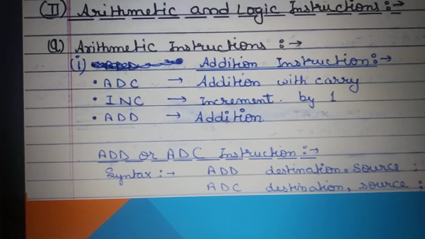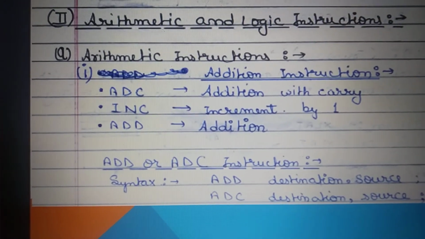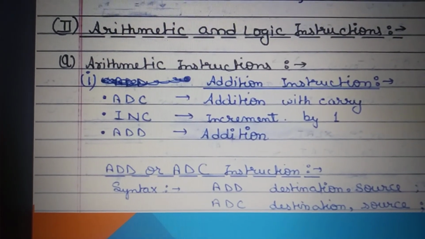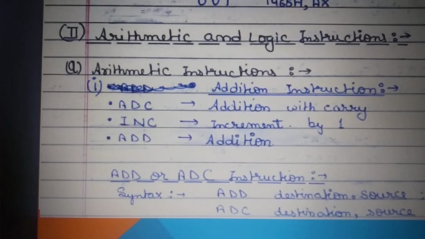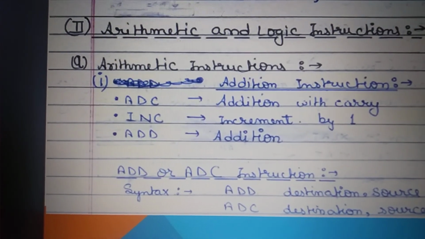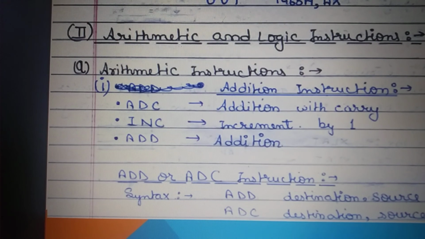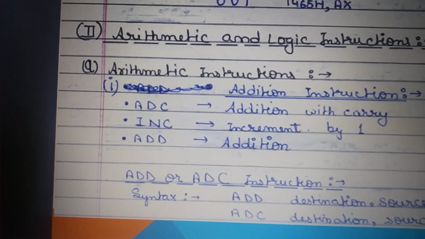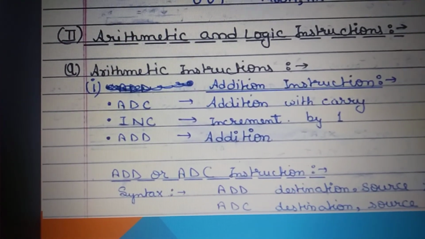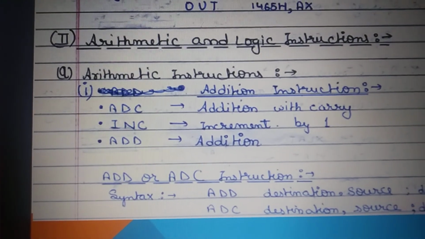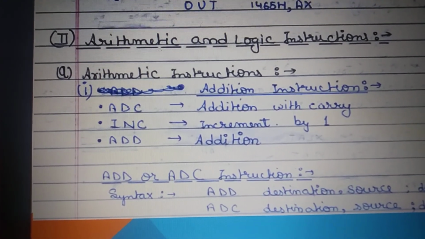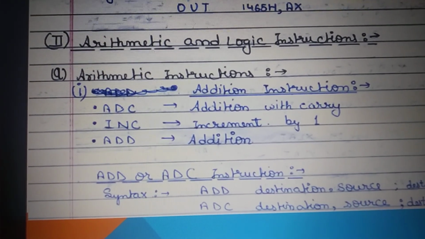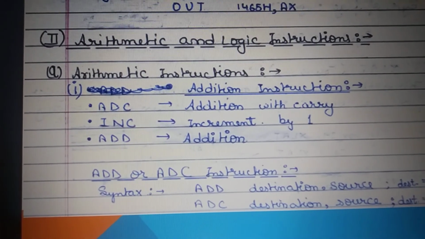But here it is not necessary that one of the operands must be the accumulator. In case of 8085, it is necessary that one of the operands must be the accumulator, and the result will always be stored in the accumulator. But here it is not necessary. Here the process is very simplified. The format of these instructions will be discussed here.